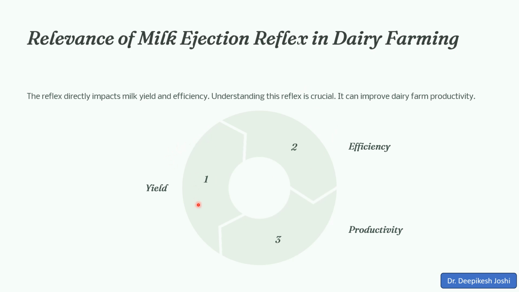What is the relevance of milk ejection in dairy farming? It has three aspects: yield. The more the milk ejection, the more the yield, and the greater the efficiency of the farm, because more milk will be produced and more profits generated. Then productivity of each animal: more milk from each animal means our farm becomes profitable.